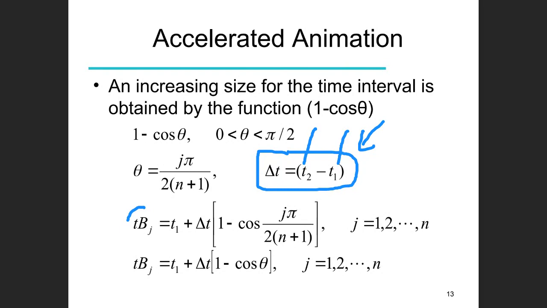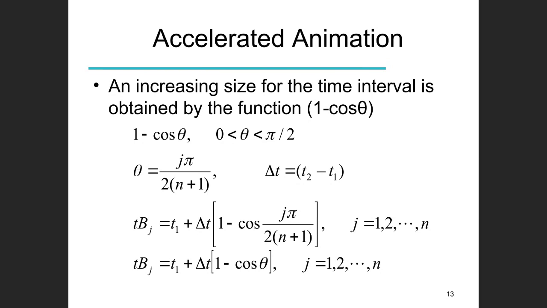So j is actually showing how many in-between frames we want to insert between any two keyframes. For example, j can be 5 or j can be 6. The equation for the jth in-between is given by the following formula. The time for the jth in-between is t_bj equal to t1 plus delta t multiplied by 1 minus cosine theta, where theta is equal to j pi divided by 2n plus 1.